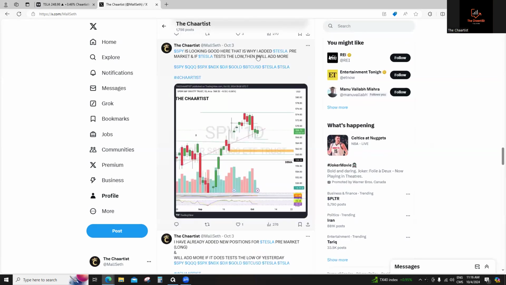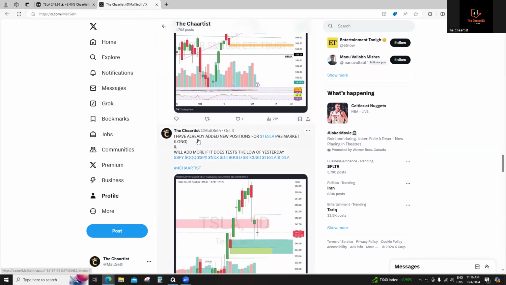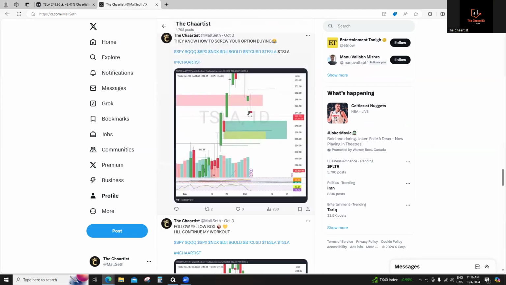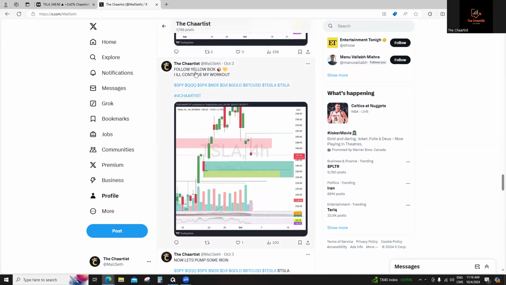SPY is looking good here. That is why I did Tesla pre-market. I added Tesla yesterday as well. I already have new positions for Tesla pre-market long. Okay, they know how to screw your option buying. Follow the yellow box. I'll continue my workout.